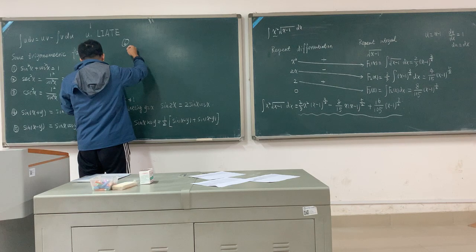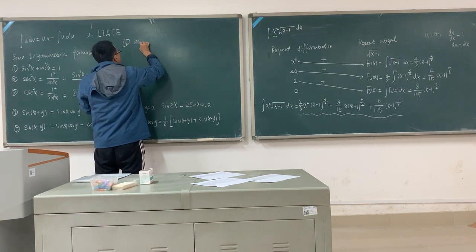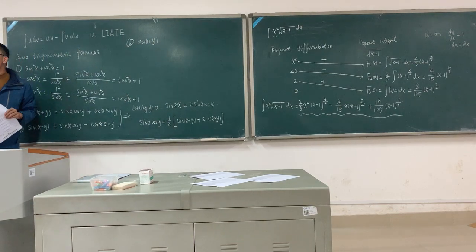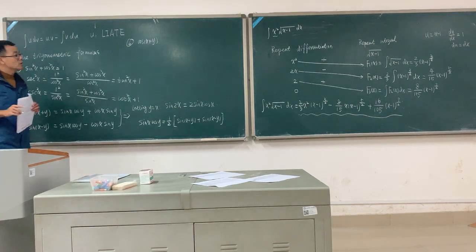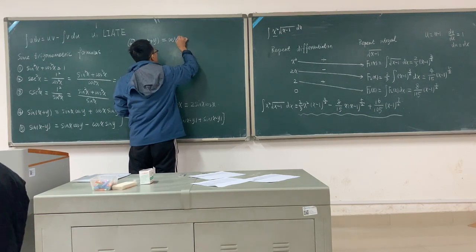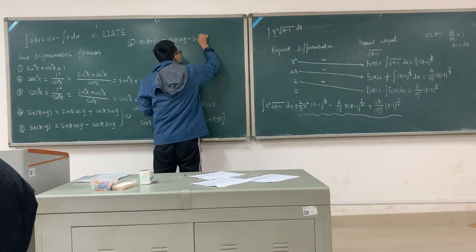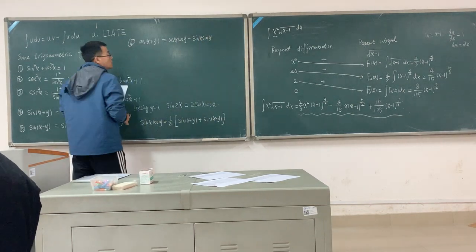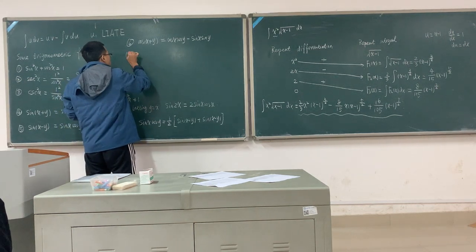Number 6 is cosine of x plus y. Cosine of x plus y is actually equal to what? Cos of x plus y equals cosine x cosine y minus sin x sin y. So here is number 6.